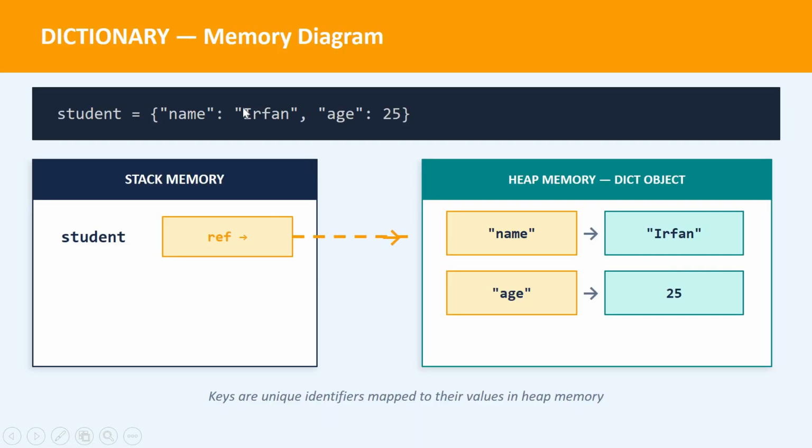Now let's understand with the memory diagram. Here, if you have student name equal to Irfan, age equal to 25, that is in stack memory, student having some reference, and in heap memory it is going to define name Irfan, age 25. So what is the name? It is a key. Key and value are all stored in heap memory, and key is representing a specific value. At retrieval time, we always take the help of key only. With the help of key, we can retrieve the value. So keys are uniquely identified and mapped to their value in heap memory, right?